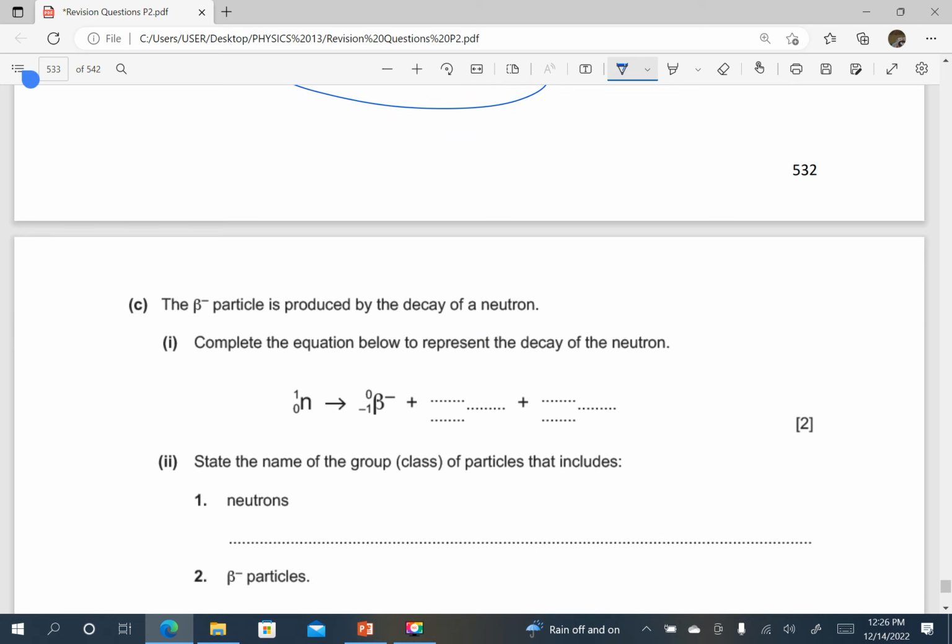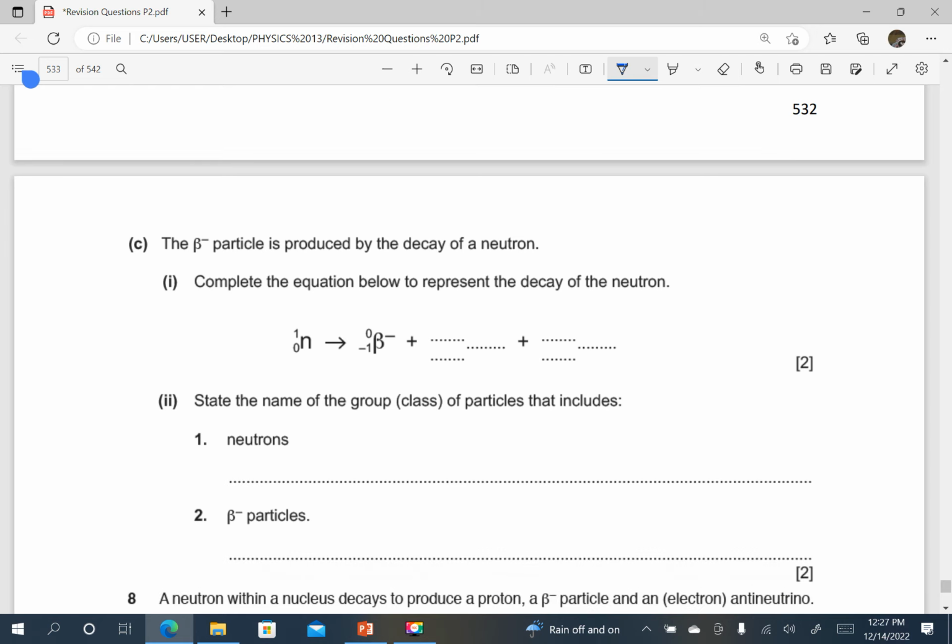The beta minus particle is produced by the decay of a neutron. Complete the equation below to represent the decay of the neutron. Of course, this is -1. This should be a proton, 1 1 p, so that the proton number is 0 on both sides. Nucleon number is 1. Then this is a proton, and this is an electron, which is a normal electron, accompanied by an antineutrino. So this is going to be 0, 0, and this is going to be an electron antineutrino. Because it's an antineutrino, I'll put a bar on top.